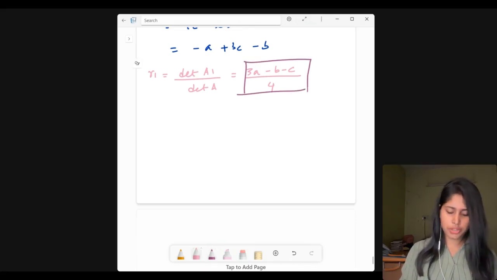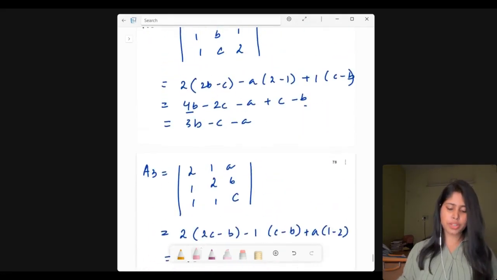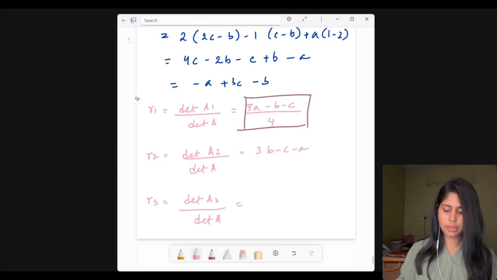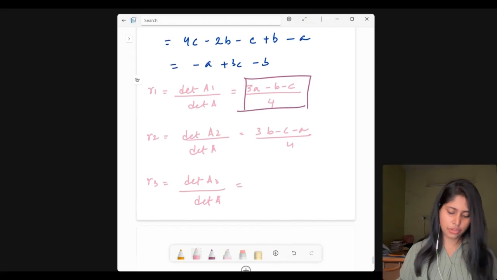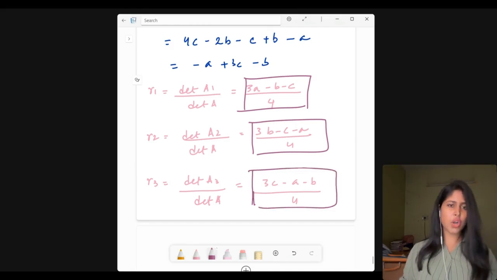Okay, now coming to r2. r2 is what? Determinant of A2 divided by determinant of A, and r3 will be what? Determinant of A3 divided by determinant of A. Now determinant of A is 4. Now we need to find what is A2: 3b minus c minus a by 4, and then determinant of A3 is what? 3c minus a minus b by 4. Okay, so these are our values of r1, r2, and r3. All right, so by Cramer's rule, we have got the values of r1, r2, and r3.